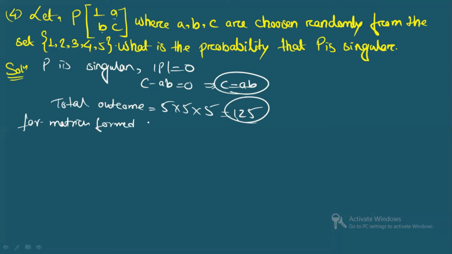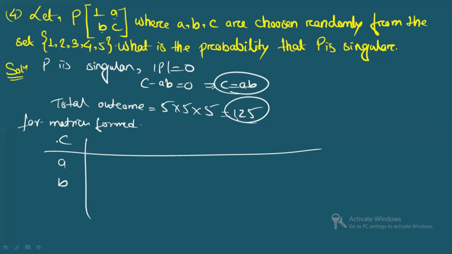For favorable conditions, it should be what? C is equal to AB, the product of A and B. Now for that we will make a table. This is C, this is A, B. Suppose you are taking C equal to 1. So when will C be equal to 1? When A is 1 and B is 1.